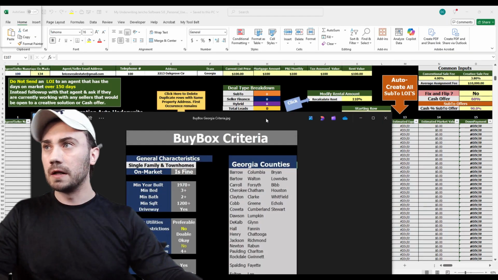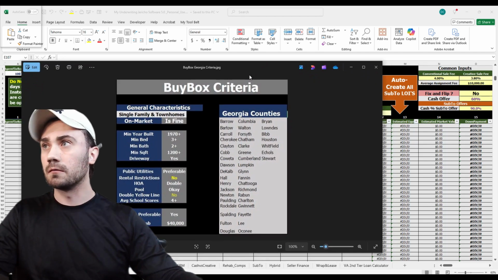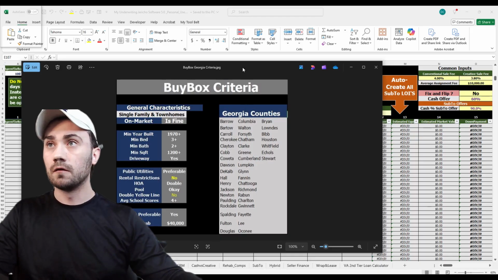All right, so the first thing that we need to do is we need to have an idea of what our buy box criteria is going to be, whether we're wholesaling the property or we're doing some kind of investment. Now, I do a lot of wholesaling and a lot of investment over in the state of Georgia. So anytime I'm using PropStream or batch leads, I'm always looking at the county. I'm never looking at city or town.